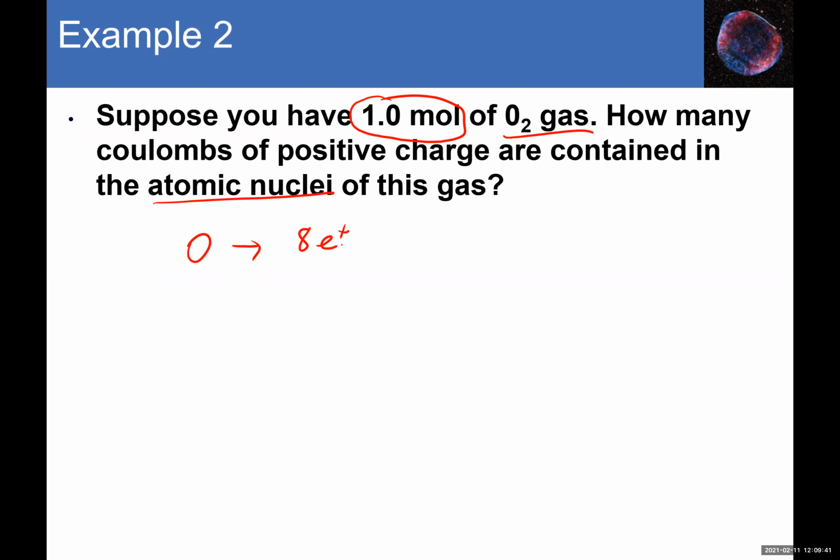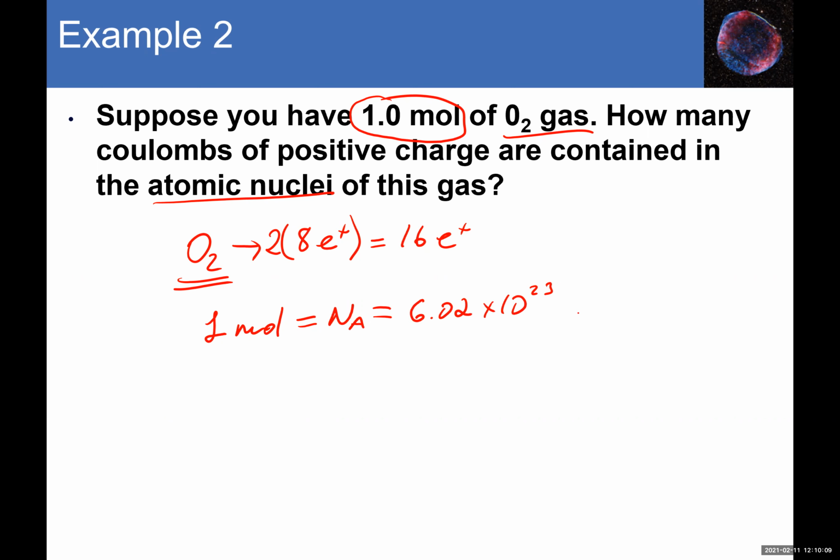But we have O2, which means two oxygen atoms put together. That's 2 times 8 protons, which means 16 protons. Each oxygen molecule is then 16 protons. But we have 1 mole of oxygen molecules. Hopefully you remember that 1 mole is exactly the Avogadro number of molecules, which is 6.02 times 10 to the 23 molecules. So that many molecules.